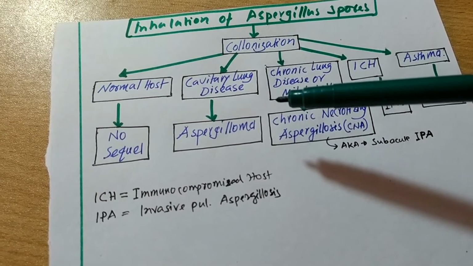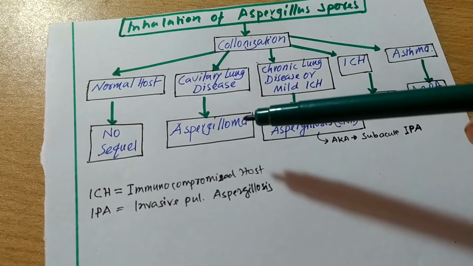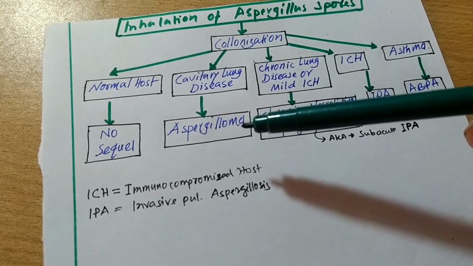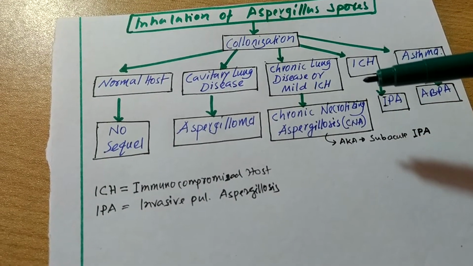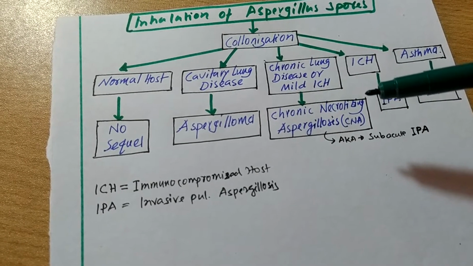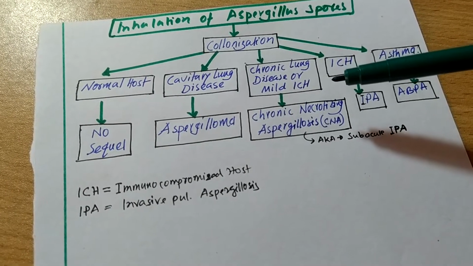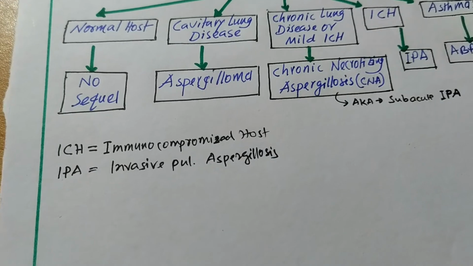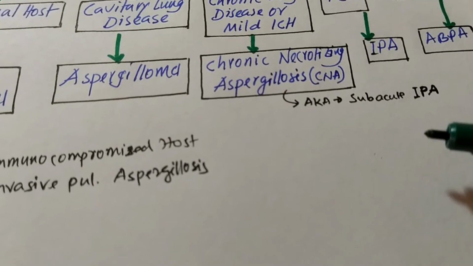From our pathology knowledge, we know that oma means tumor, but here it signifies no tumor. Aspergilloma means a fungal ball inside an already formed cavity in the lung. When the Aspergillus spore enters a patient having a chronic lung disease like mild to moderate chronic obstructive pulmonary disease, lung fibrosis or bronchiectasis, the form it takes is chronic necrotizing aspergillosis, CNA. This is also known as subacute invasive pulmonary aspergillosis, IPA.